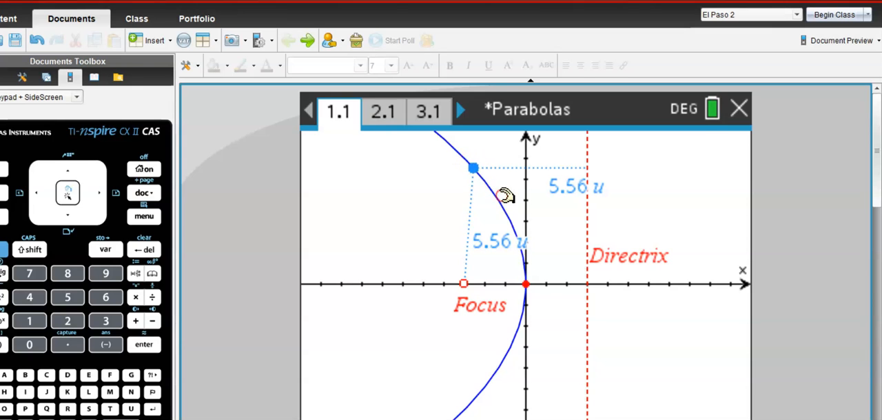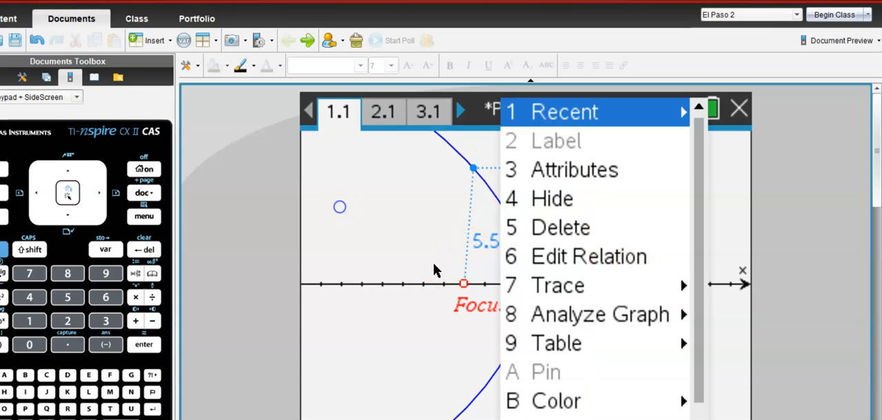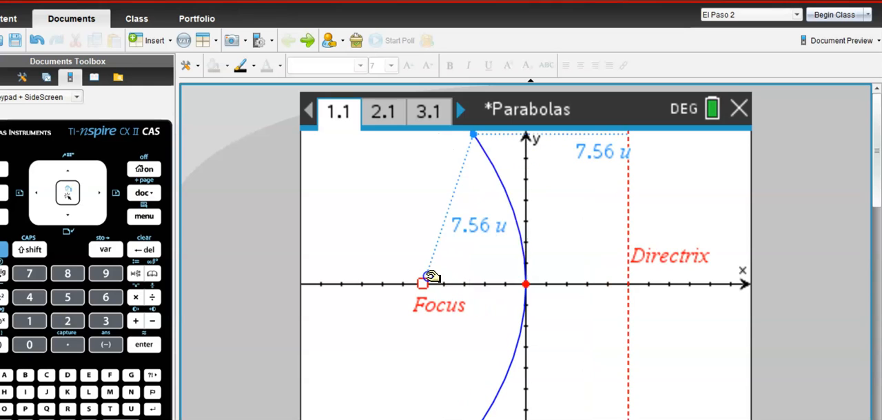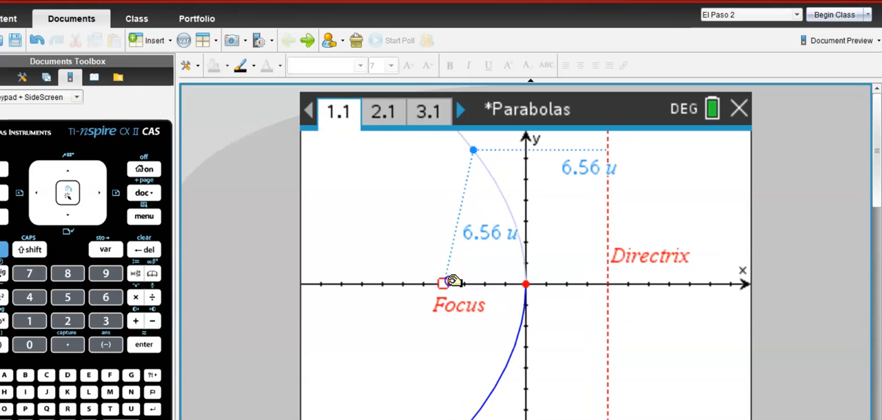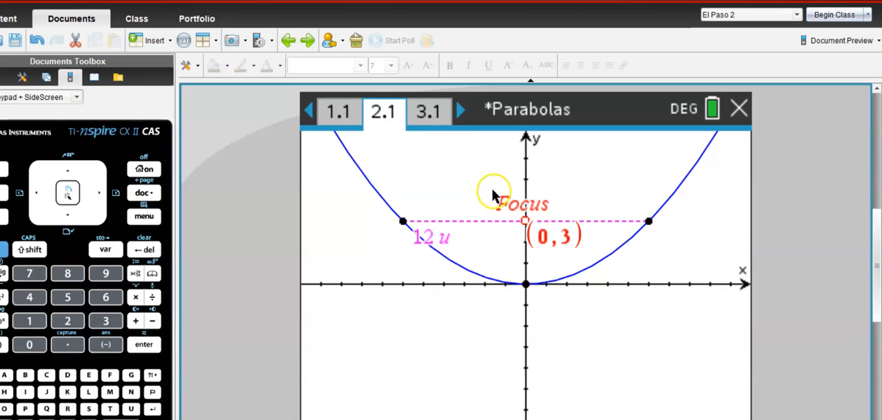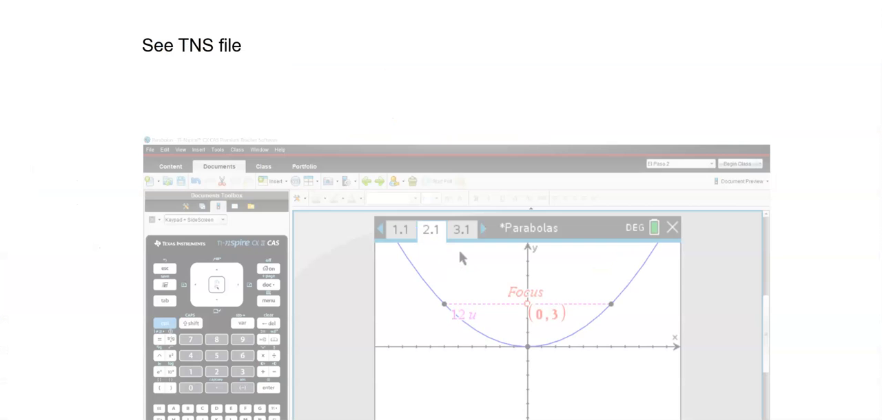So every point on this parabola, if I were to move this focus point, it changes. You see now every point in that graph is 6.56 away from the focus and the directrix, or at least that point is, I should say, at every point of the graph. Another way of looking at this, well, we'll get to that in just a second.